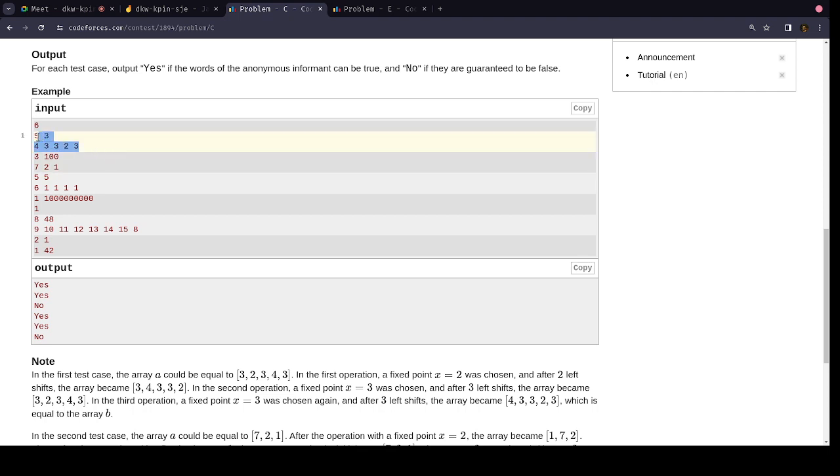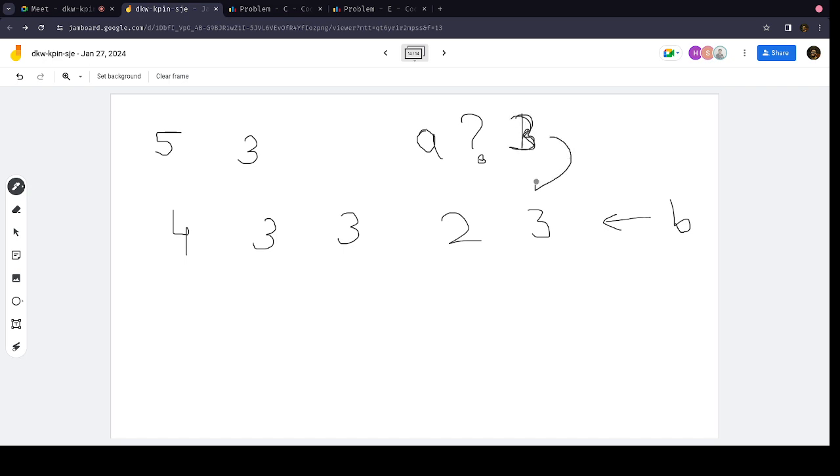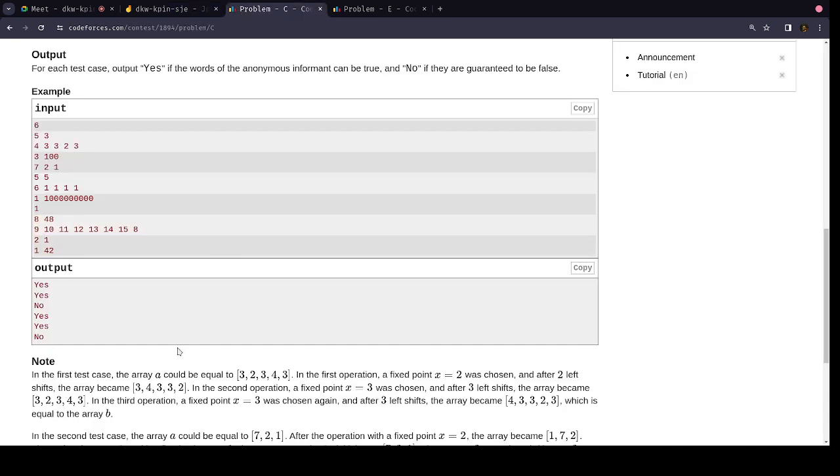Okay, so for the example 5 3, 4 3 3 2 3. Remember, this is B. So you have to say, does there exist A such that after performing the given operation k times, where k is 3, you can obtain this array. The explanation says the first array was 3 2 3 4 3.